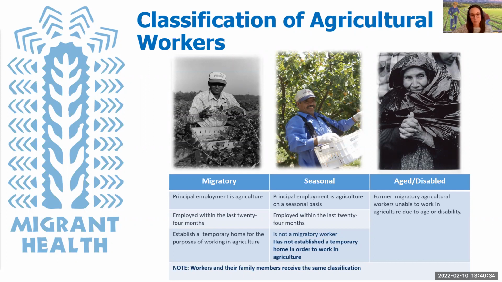An important thing to note about these classifications of agricultural workers is that agricultural workers and their family members receive the same classification. So for example, if a seasonal agricultural worker comes into a health center, the seasonal agricultural worker's spouse and family members will also receive the same classification as a seasonal agricultural worker.